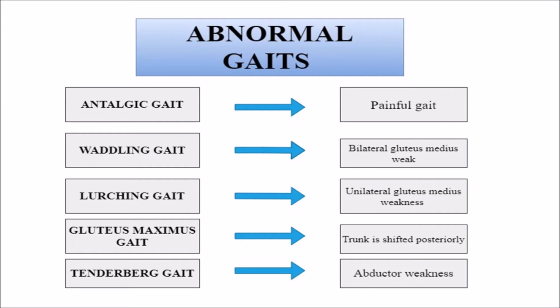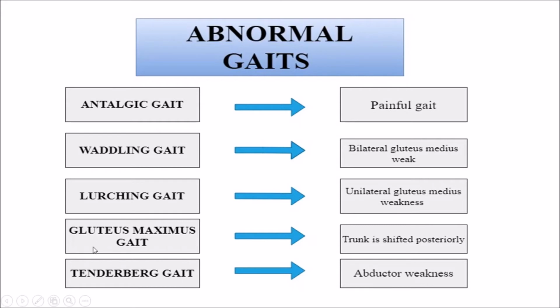Next is the waddling gait. There is a difference between the waddling gait and the lurching gait. In waddling gait, there is a bilateral gluteus medius weakness, but in lurching gait, there is a unilateral gluteus medius weakness. When the patient walks in a waddling gait, he performs some kind of circumduction on the leg. If it is a lurching gait, the patient will perform circumduction on a unilateral leg because there is a unilateral weakness of the gluteus medius. But in the waddling gait, there is a bilateral weakness of the gluteus medius.